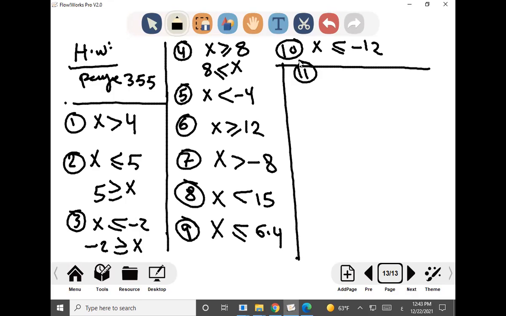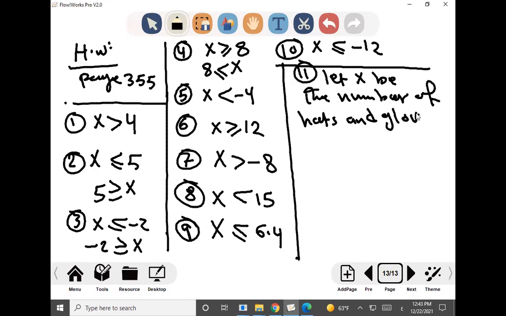So let X be the number of hats and gloves. But here, don't misunderstand. X is not the total number of hats and gloves. X is the number of hats and X is the number of gloves. Hats get X, gloves get X because they have the same equal number. H and G are different, you have two variables. Later you will say 3H plus 5G, can we add them? No. So let X be the number of hats and X also be the number of gloves.